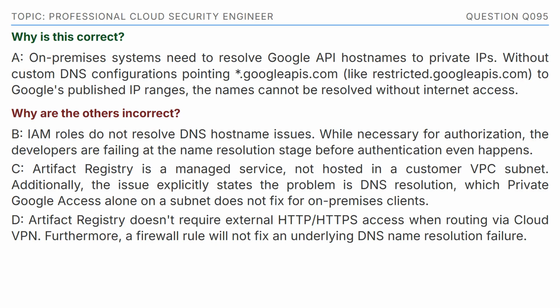Artifact Registry doesn't require external HTTP/HTTPS access when routing via Cloud VPN. Furthermore, a firewall rule will not fix an underlying DNS name resolution failure.